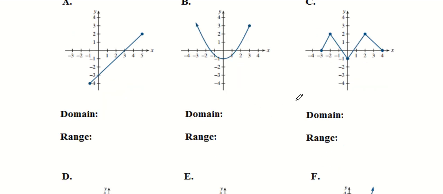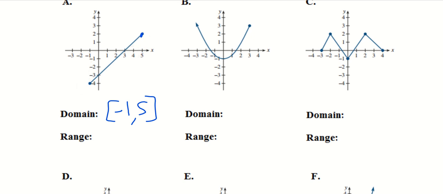For graph A, let's start with the domain first. So we want to go from left to right. This is the leftmost point. This is the rightmost point. If we trace it to the x-axis, this goes to -1. This goes to 5. And notice that there are no gaps or no breaks in the graph. So we will get every single x value in between -1 and 5. So that makes the domain of that function -1 to 5.